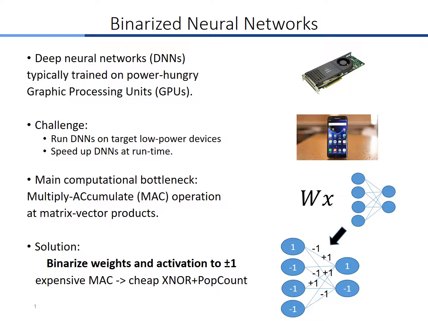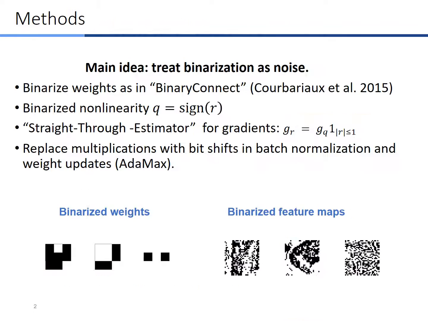Our solution is to binarize the weights and activation to plus or minus 1, thus converting the expensive math operation to cheap logical operations: XNOR and population count. The main idea is to treat binarization as noise and harness the network tolerance to noise to relax the hardware demands. We binarize the weights as done in BinaryConnect and replace the nonlinearity function with binarized nonlinearity.